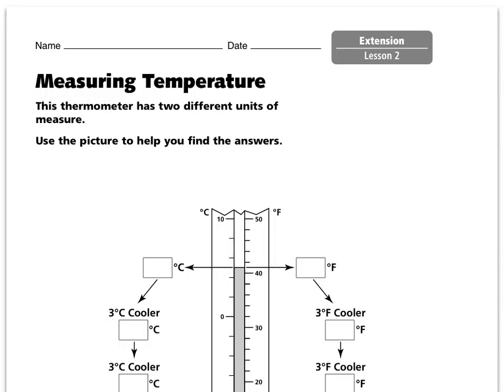Let's look at Chapter 9, Lesson 2 Extension, Measuring Temperature. This thermometer has two different units of measurement. Keep that in mind, 2 units, so 2 different types of labels. Use the picture to help you find the answers.